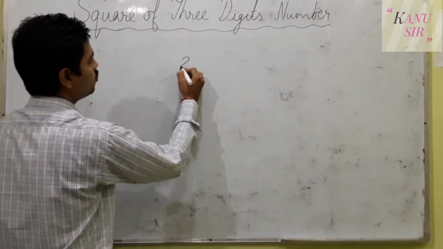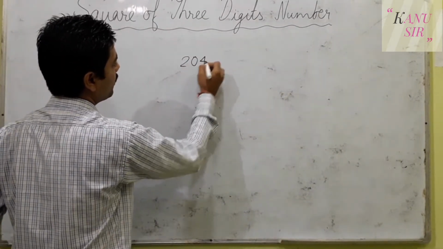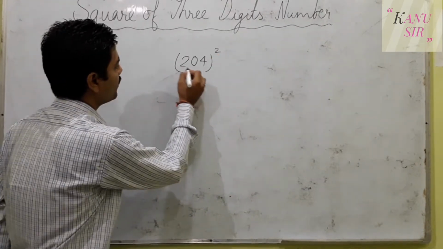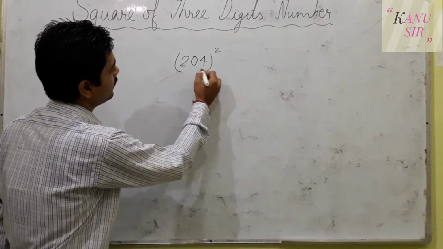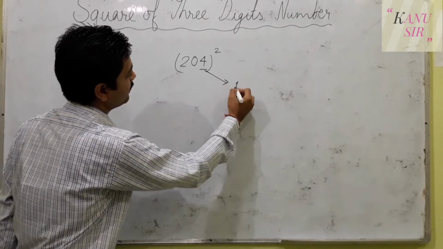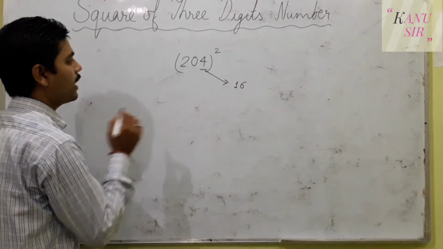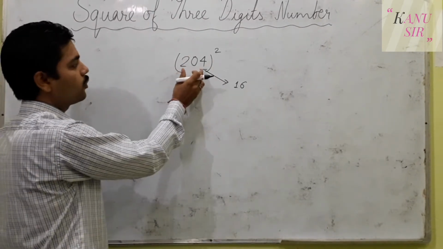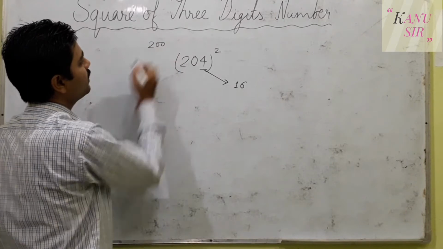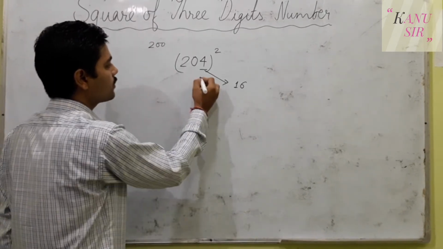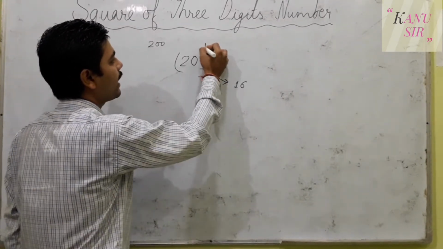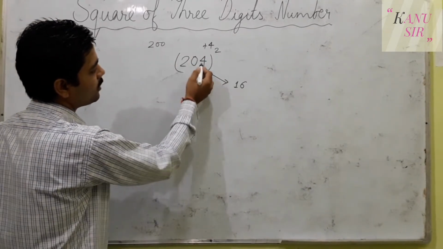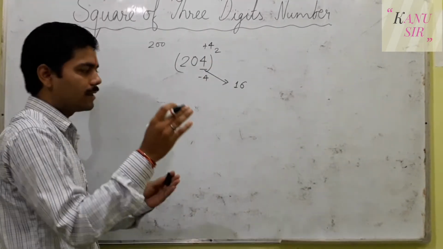It's 204, and the square of 204, here you can get 4. Square of 4 is 16. And now imagine the number closer to 204, that is 200. And how is it close? By subtracting 4 and adding 4. Because we subtracted 4 from the number, so we added 4 to balance.